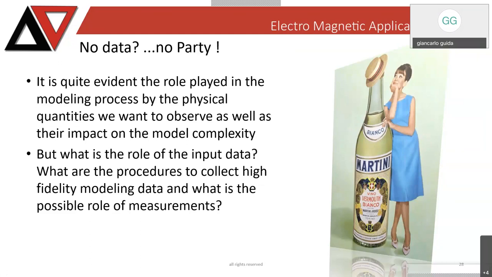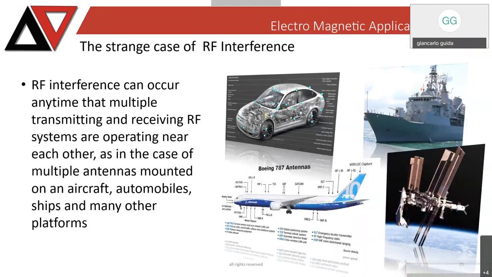But anyhow, what is the role of the input data and how do I collect the input data? Whenever we do installed antenna performance, the first phase does not involve a numerical model. The first phase is collecting all the data we can for the antennas, and in many cases for the transmitter and for the receiver. And in many cases, that information is not fully available. When you look at the data sheet of an antenna, especially for commercial off the shelf, especially in the area of transport category aircraft, you will never get too much information.